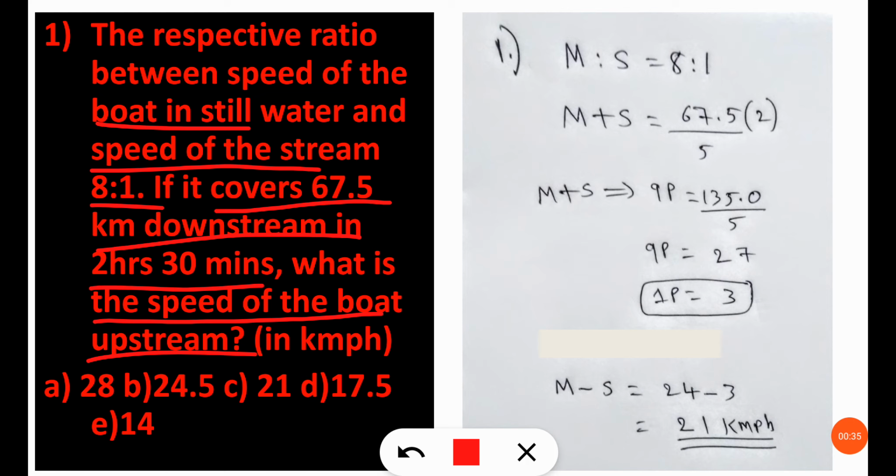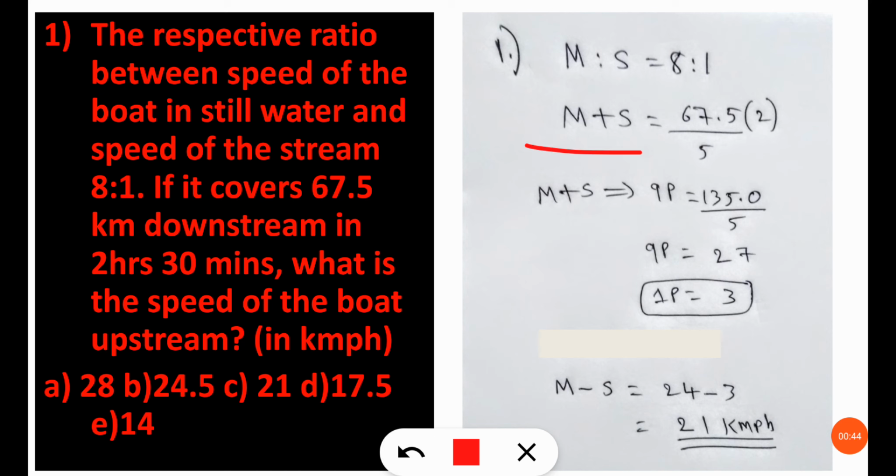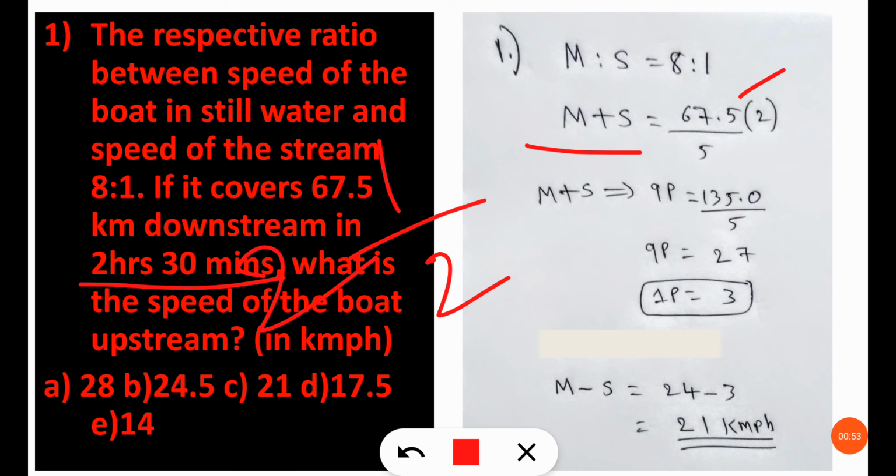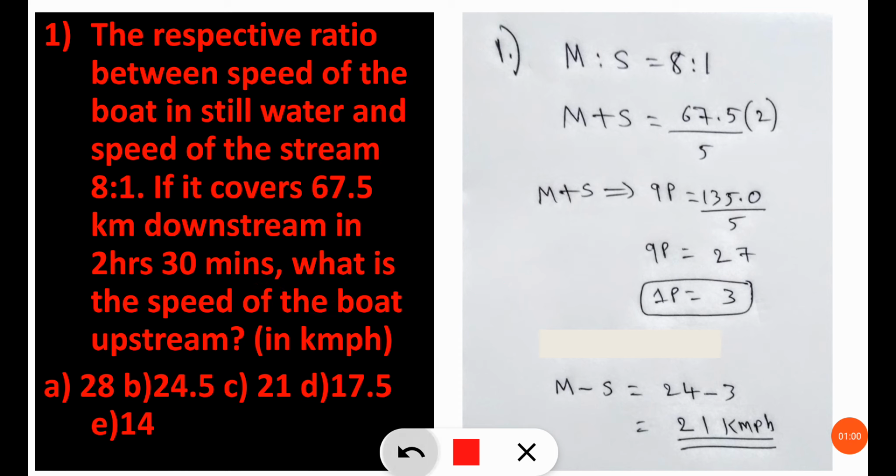Here they have given that the ratio between the speed of the boat and speed of the stream, that is m is to s, equal to 8 is to 1. They have also given that m plus s, that is the downstream speed, equal to 67.5 kilometers by 2.5 hours. 2.5 hours means 2 and 1 by 2 hours, that is 5 by 2 hours. In 5 by 2 hours it has covered 67.5 kilometers. So that's why m plus s equals 135 by 5.